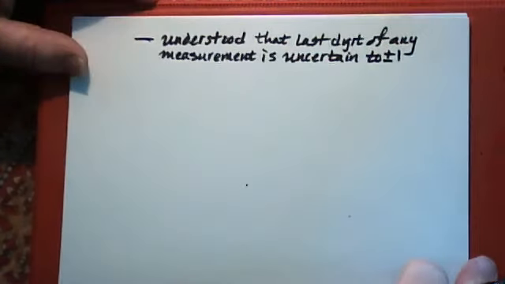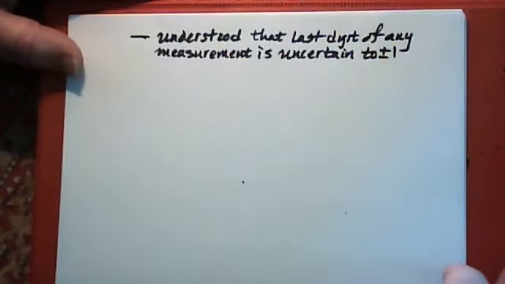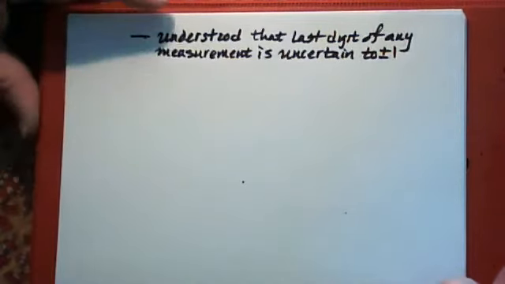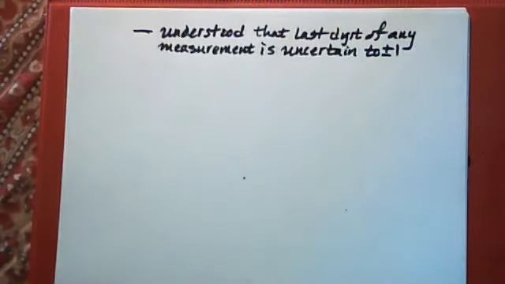And we assume that the last digit of any given measurement is uncertain to the extent of plus or minus 1. That allows for the possibility that two different people might read a number differently, for example. So we can look at an example.